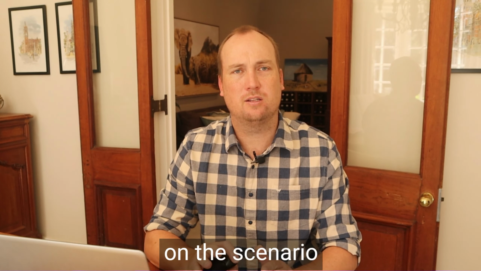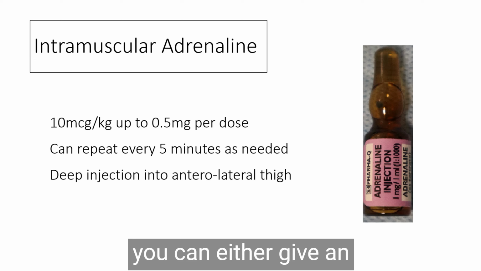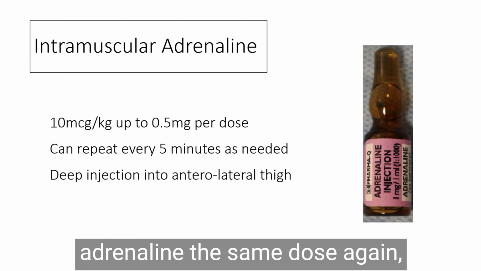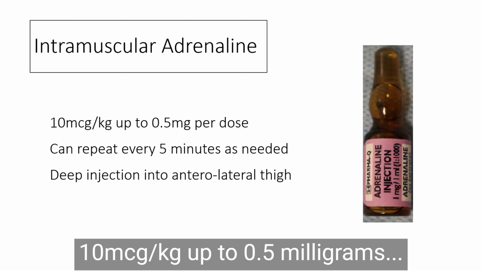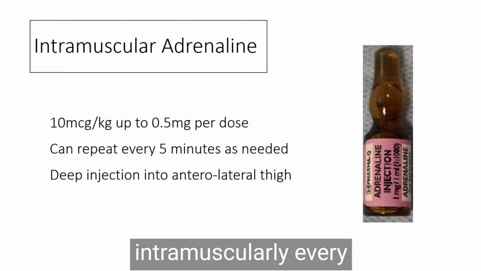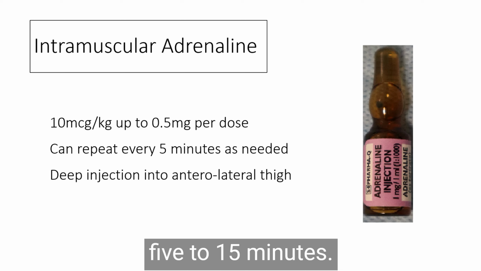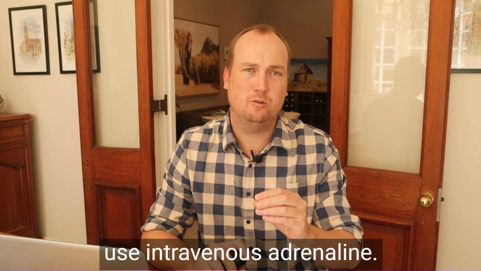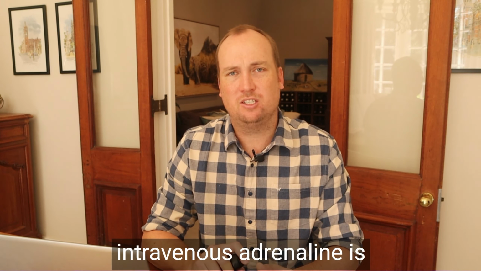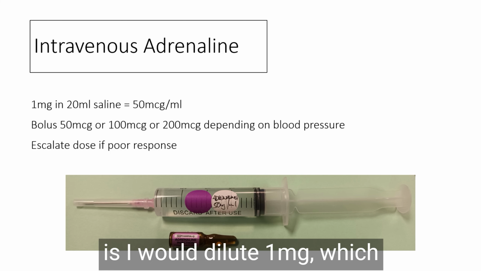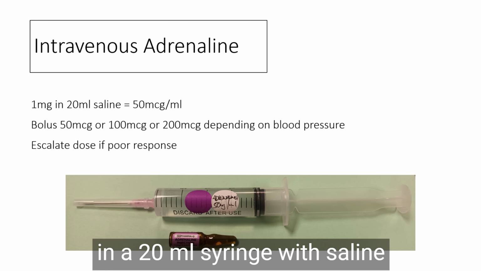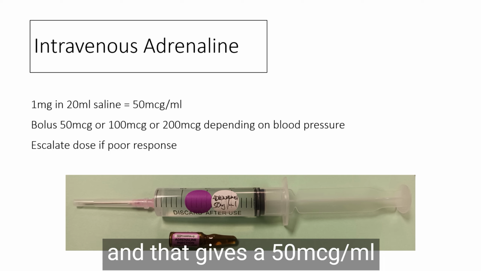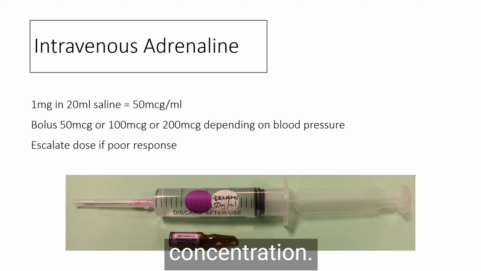And then depending on the scenario, you can either give an intramuscular dose of adrenaline, the same dose again, 10 micrograms per kilogram, up to 0.5 milligrams. So you can give that intramuscularly every 5 to 15 minutes. But what's going to help the situation faster is if you now use intravenous adrenaline. So how I would give the intravenous adrenaline is I would dilute 1 milligram, which is 1 ampule of adrenaline, in a 20 ml syringe with saline, and that gives a 50 microgram per ml concentration.